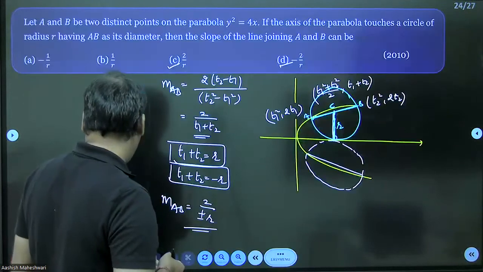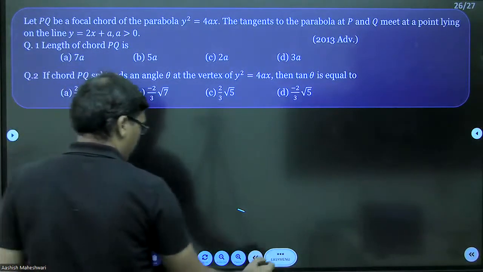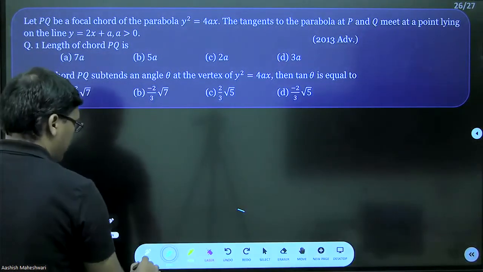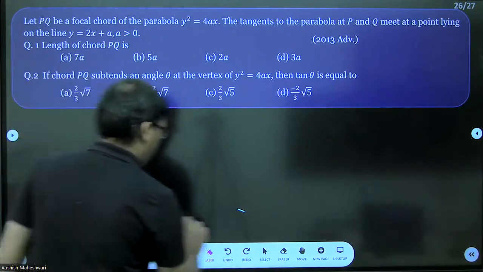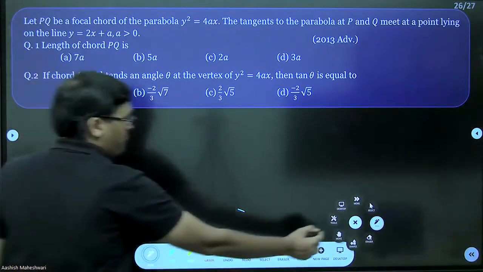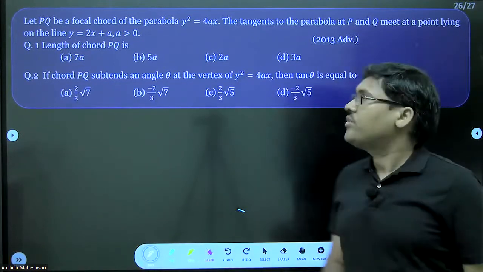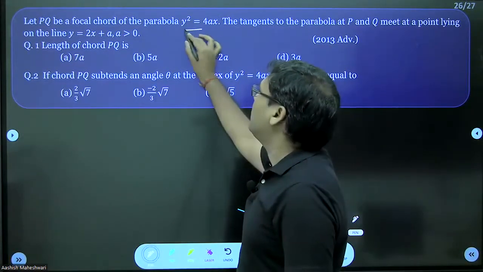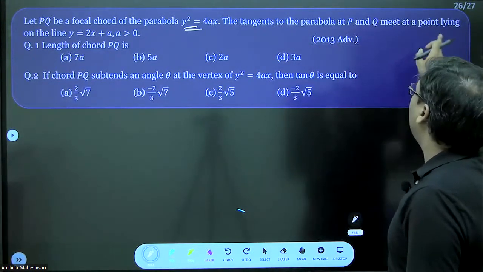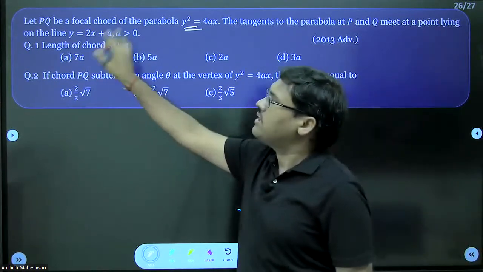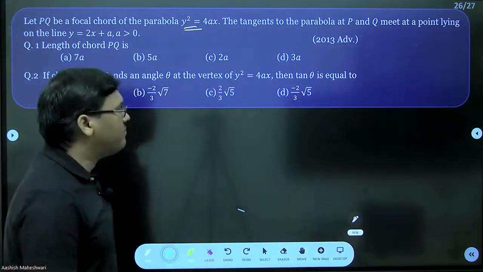So let's move to the next question now. So sorry, this is the last question which we are going to discuss. This was a passage question which was asked in JEE Advanced 2013. So there are two parts of this. Let's start solving this. The first part is, if PQ is a focal chord of the parabola y square equal to 4x, the tangents to this parabola at P and Q meet at a point lying on the line y is equal to 2x plus a.